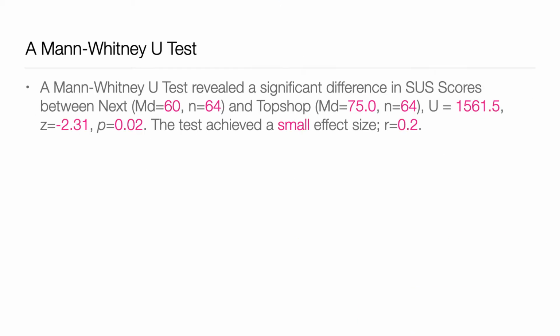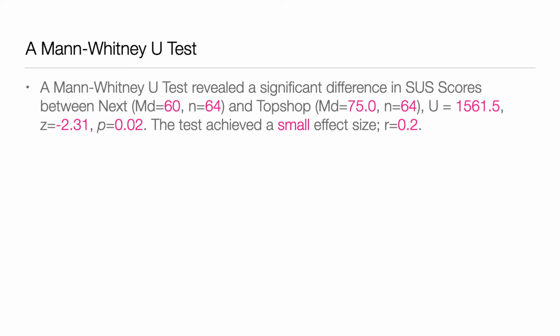There is a significant difference in the SUS scores between Next and Topshop. We see that Next is cruising at 60. It's okay, it's acceptable, but it's not actually satisfying. Whereas Topshop is making the users very satisfied at above 70. Significance is 0.02, which is good. Which means that we're confident there is a difference between the groups.